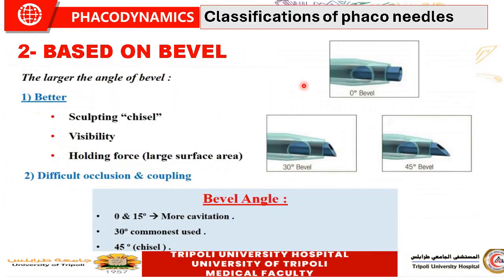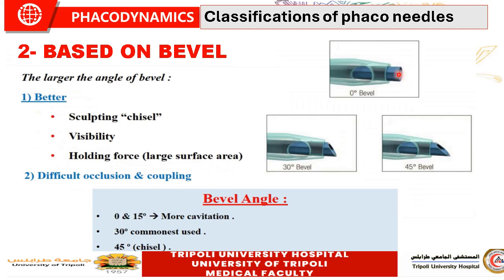Another way of classifying the phaco needles is based on the bevel. Now, the bevel means the distal or the terminal end of the phaco needle, and it can be of 0 degree or 15 or 30 or 45 degree.